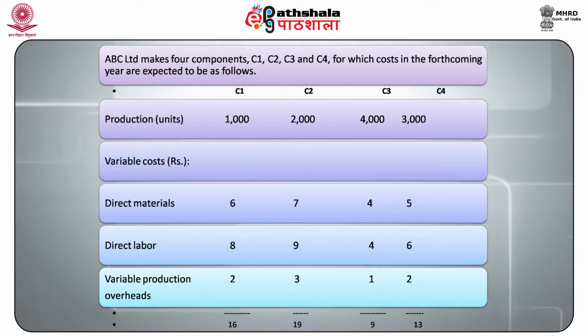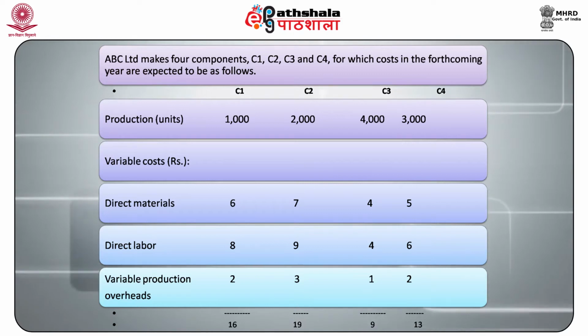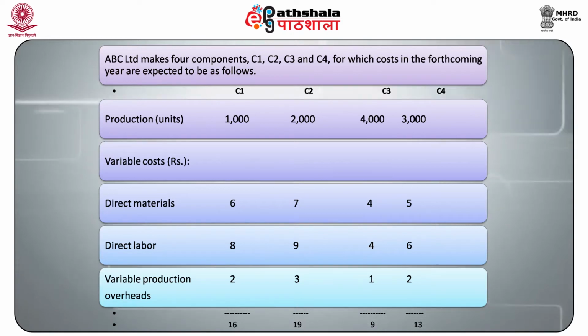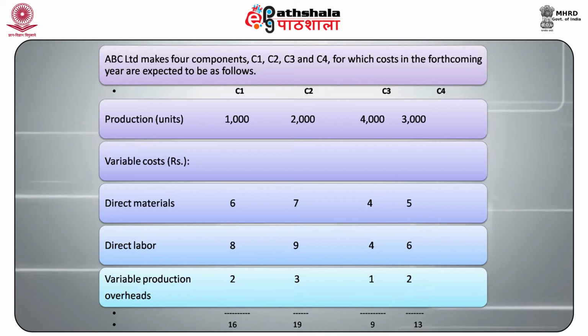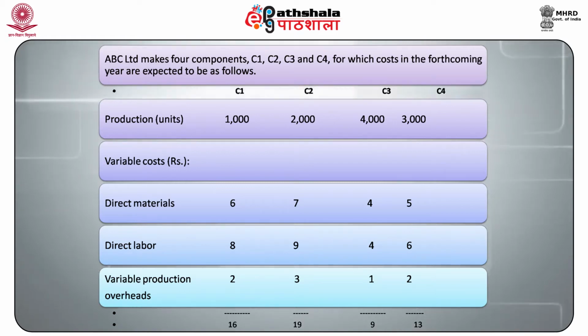ABC Limited makes four components C1, C2, C3, and C4 for which costs in the forthcoming year are expected to be as follows. For the component C1, the production units is 1000. The variable costs include the direct materials at 6, the direct labor at 8, the variable production overhead at 2, which totals 16. For the component C2, the production units is 2000. The variable costs include the direct materials at 7, direct labor at 9, variable production overhead at 3. The total variable cost for component C2 is 19.